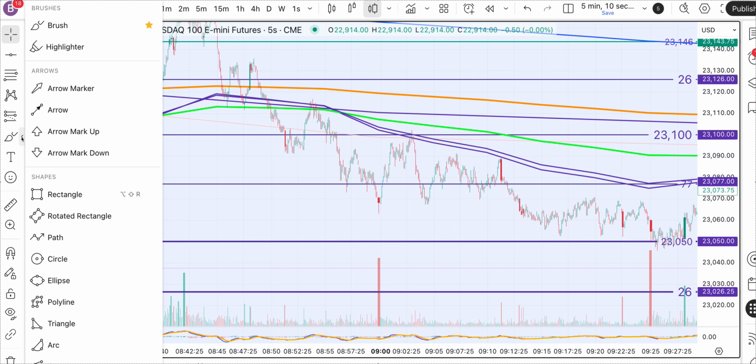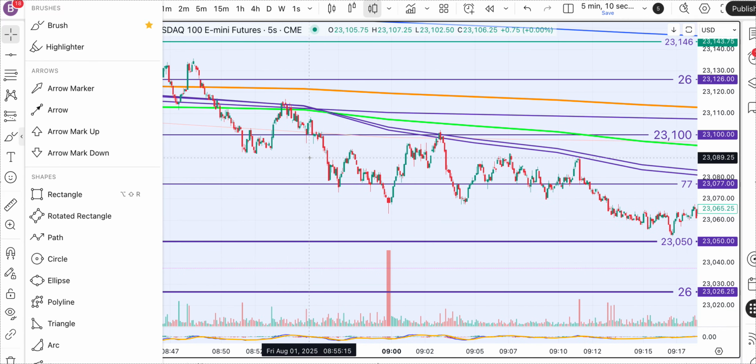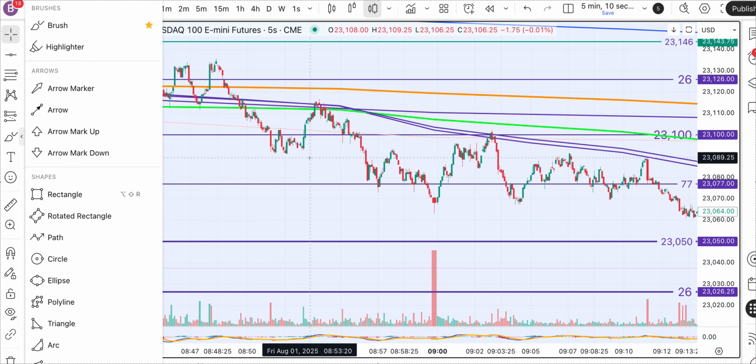Basically, the money line is the 5 minute, 8 and 9 EMA. So it's an exponential moving average on the 5 minute chart, 8 and 9 period exponential moving average. And I use it a lot just to kind of gauge where price is going. And a lot of times I take trades off of it.